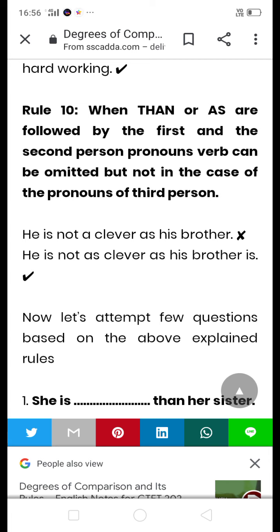For example, see, 'He is not as clever as his brother' is wrong. 'He is not as clever as his brother is.' Here it is a third person, he, and that's why we are using the verb is. If there is a first or second person, we do not write the verb. If there is a third person pronoun, only then we use the verb. Like this, these are some rules of the degree of comparison.